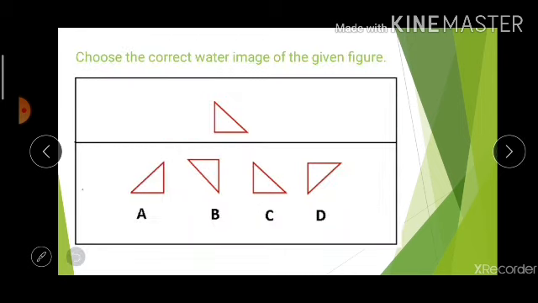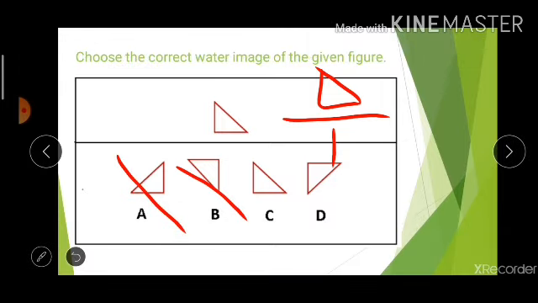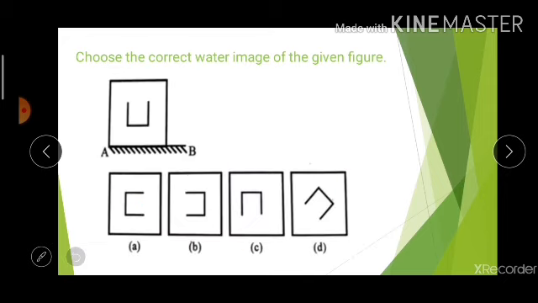Now in this question you have three lines. A triangle is given in the question figure. When you make the water image of this you will have what? A vertical line at the left hand side. Here you don't have a vertical line at the left hand side. Option A is eliminated, option B is eliminated. So far in option C and in option D you have a vertical line. Now you have a horizontal line at the bottom. Therefore in the answer figure you will have a horizontal line at the top, as it is in option D. It is not there in option C. Therefore option E is also eliminated.